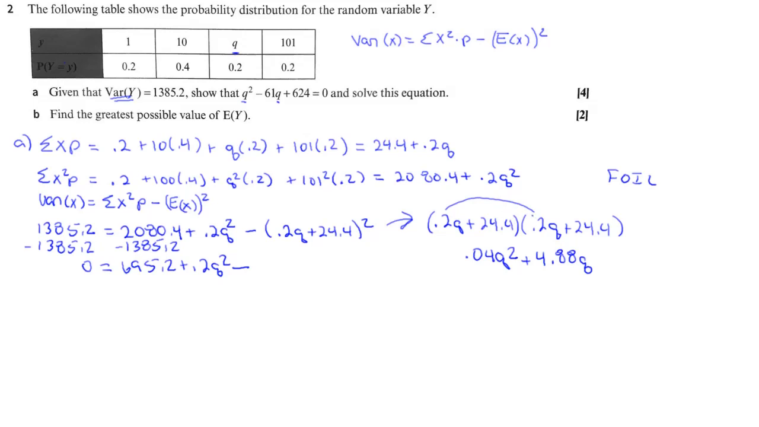4.88q. And then I'm going to do that again because they're exactly the same, so that's going to be 4.88q. And then 24.4 times 24.4, that's going to end up being 595.36. So now I'm going to put that in there. I'm going to combine the two 4.88q's, so I'm going to combine those terms, and I'm going to get this.